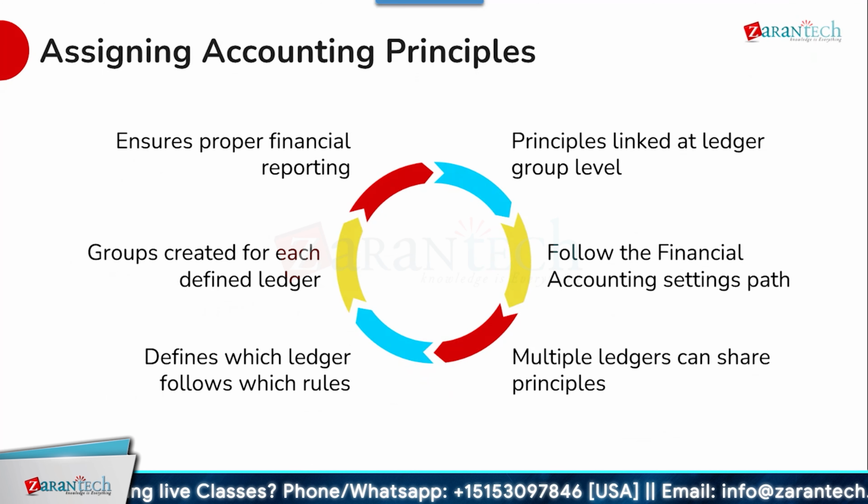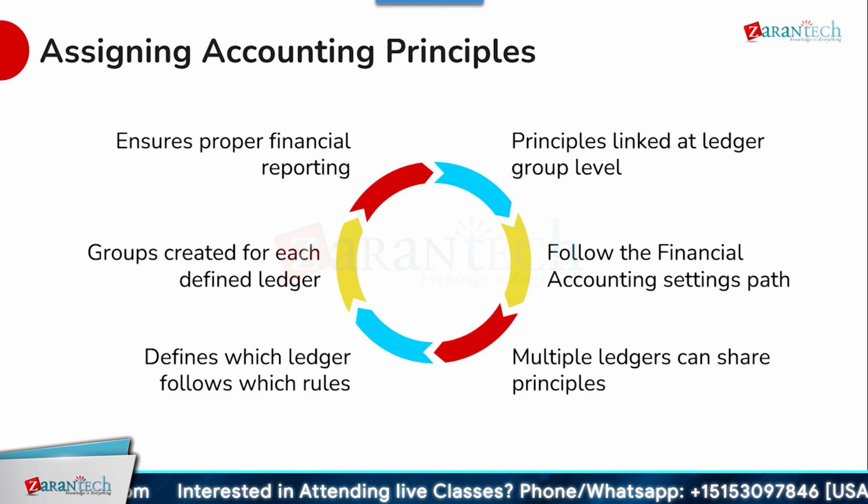Now, have you ever wondered how businesses ensure their financial reports are always accurate and compliant? It all starts with assigning accounting principles. This process is very crucial for maintaining consistency across the financial statements. To implement this, principles are linked at the ledger group level, where you can easily follow the financial accounting settings path in your accounting software.